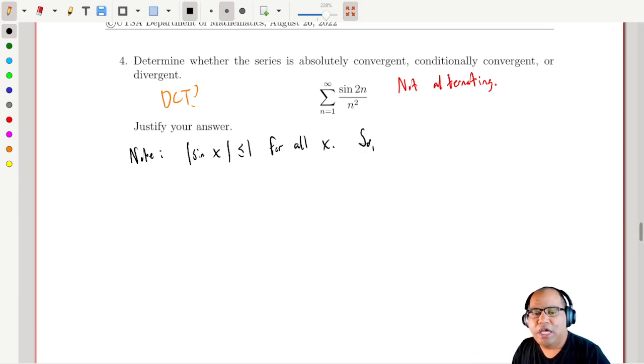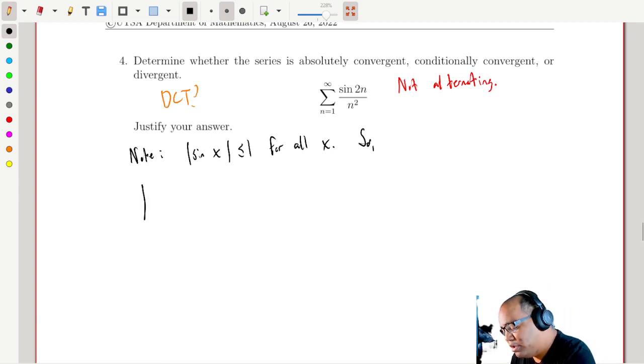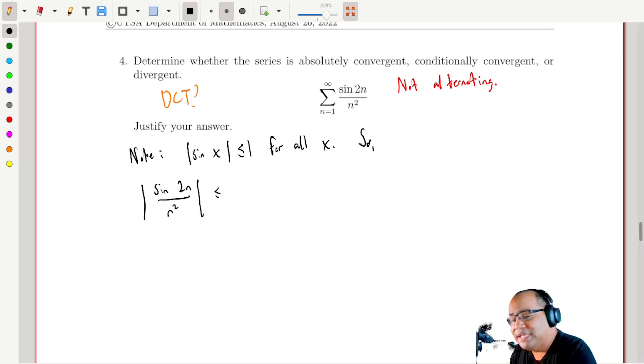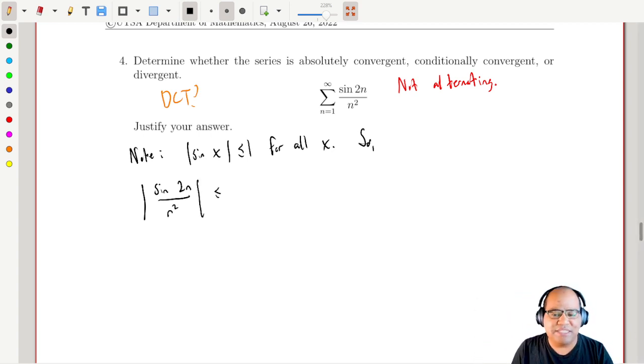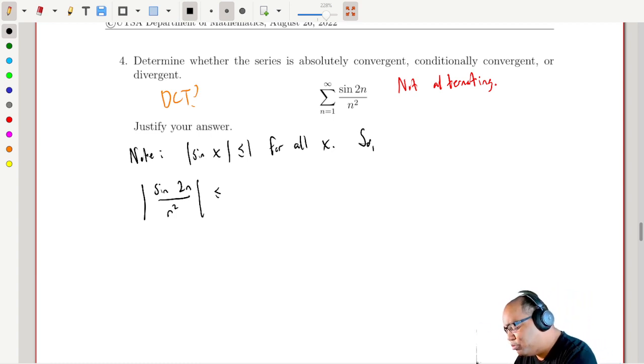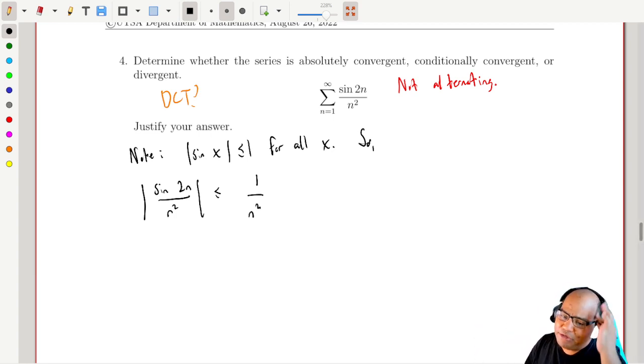And so, how do we use that? We note that our summands here, sine of 2n over n squared, are going to be less than or equal to, well, here the angle is not just an x, but it's 2 times n. But it's the sine of something, and the sine of anything is no bigger than 1 in absolute value. So I'm going to replace the numerator there by a 1, and the denominator I'm going to keep as n squared. Now you might ask, where did the absolute values go?